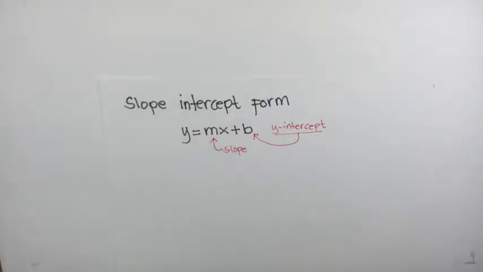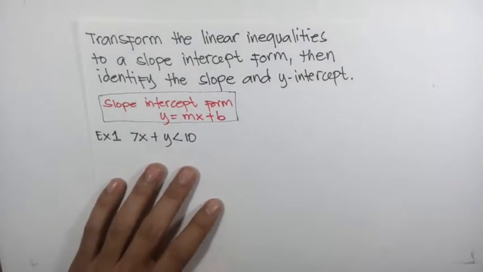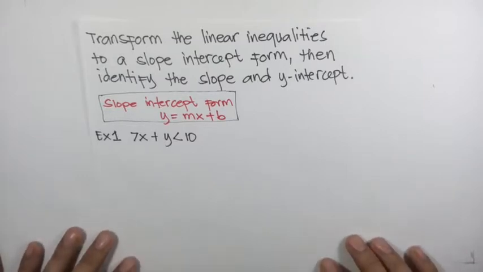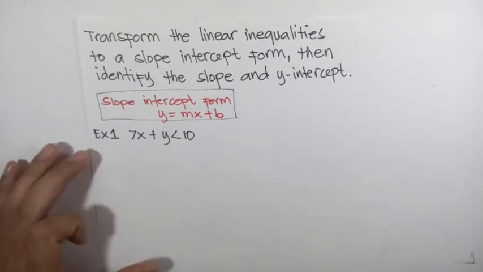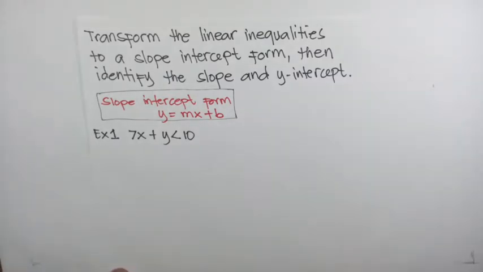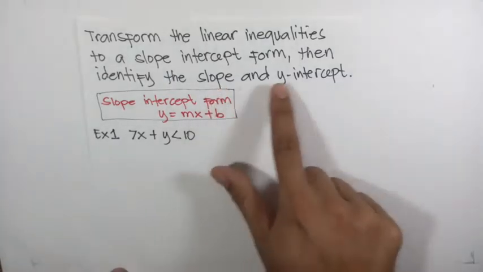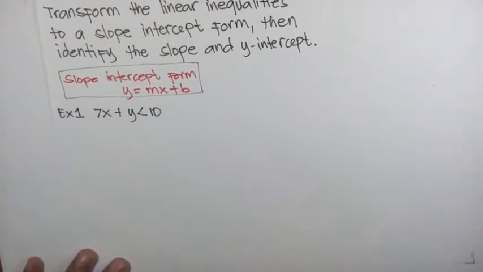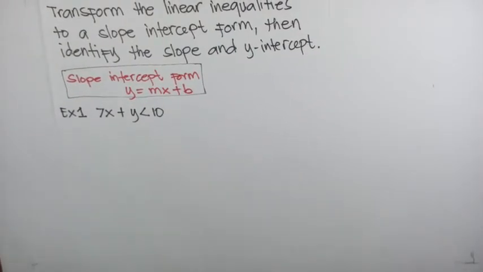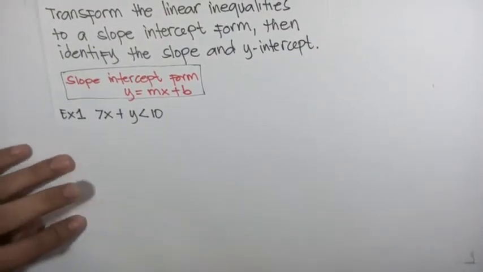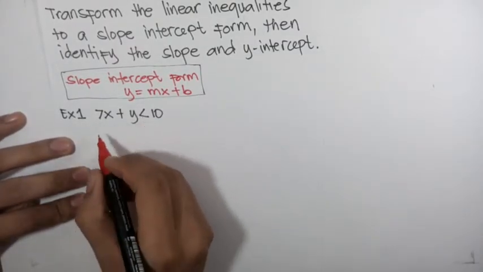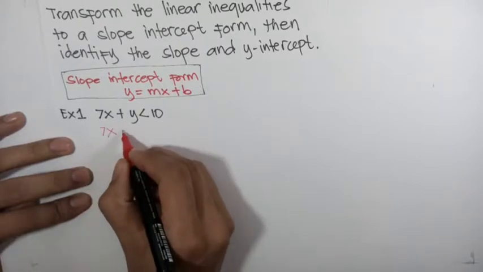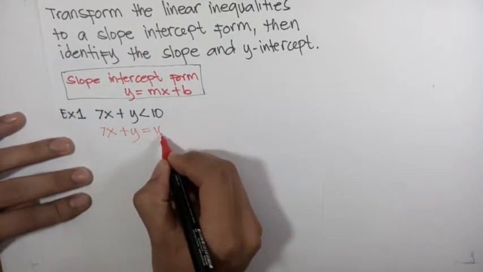Now, let's go on. I prepared three examples. Let's have this first one. Again, our task is to transform the given linear inequality into a slope-intercept form, and then we will try to find the slope and the y-intercept. Now, let's work with example number 1. First thing that we are going to do is change the inequality symbol to an equal symbol. So you have 7x plus y equals 10.